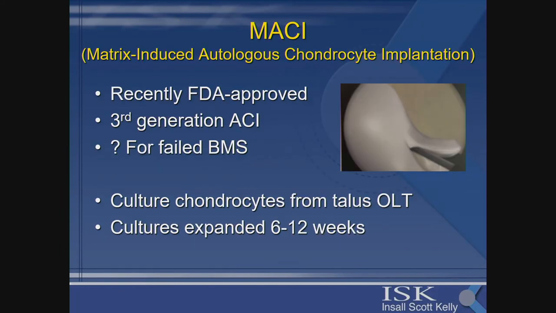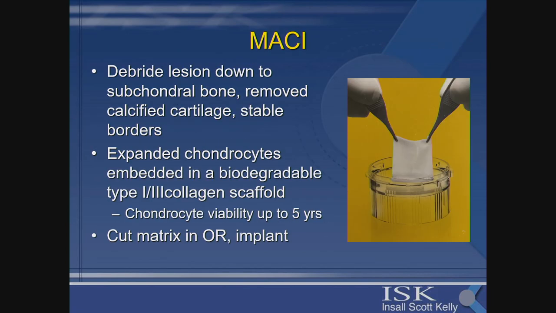So more recently though, this was just approved in this country for matrix induced. So instead of having to come back and do a periosteal patch, you can just place on a matrix. So you're culturing it. You can actually culture it from the lesion itself, so from the osteochondral lesion itself, the cartilage, as opposed to going to someplace else. But it's still two procedures, and so you have to harvest it, you grow it, then you come back and you lay them on this matrix, and you can fit the matrix and put it into the lesion and secure it with fiber and glue.